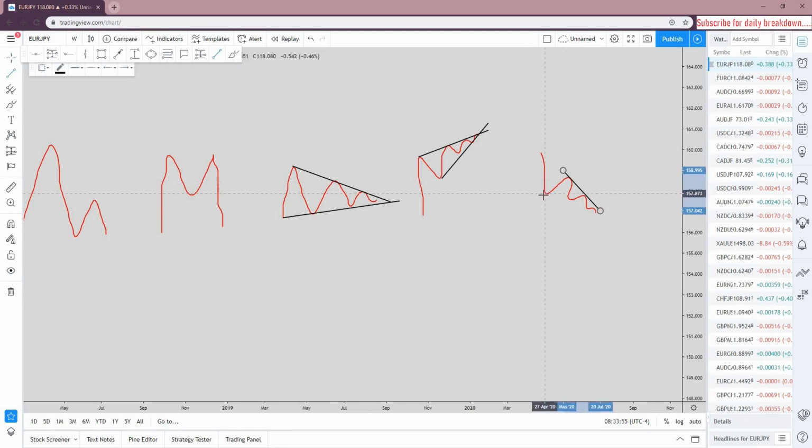Now I will tell you what we usually expect from these patterns. Usually if we have a pattern that is consolidating horizontally, we will expect the market to break it in either direction.